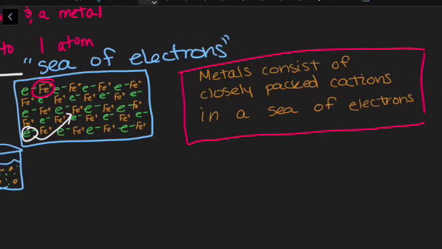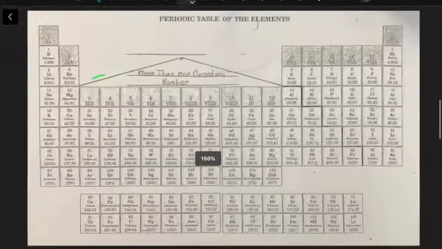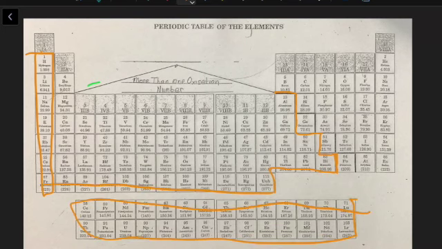So let's go back over here to the definition that you wrote down. Metals consist of closely packed cations in a sea of electrons. So we know electrons are e-, but how do we know that we're getting these cations? In this case, we went with, again, Fe+. Let's go to our periodic table. Group 1 are metals, the alkali metals. I can draw this for you to make it a little more clear. Everything to the left of these here are metals. So all this stuff, including these, are metals.